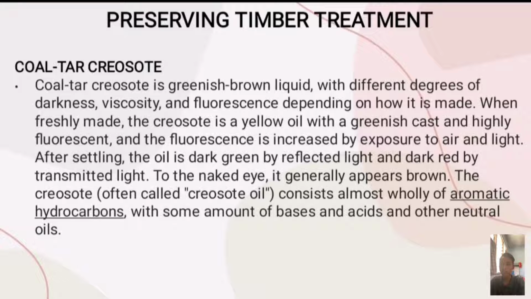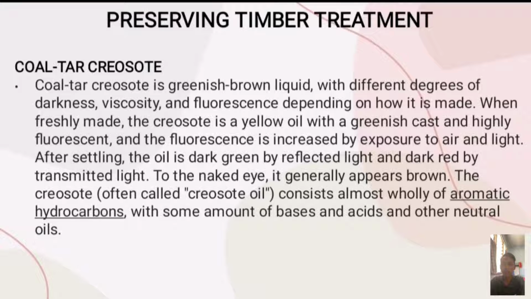Coal tar creosote is a greenish brown liquid with different degrees of darkness, viscosity and fluorescence depending on how it is made. When freshly made, the creosote is a yellow oil with a greenish tint and highly fluorescent, and the fluorescence is increased by exposure to air and light.